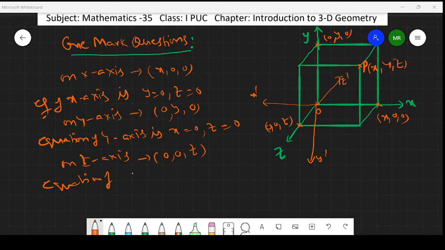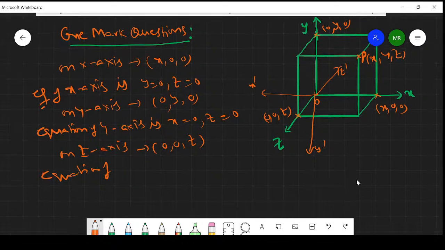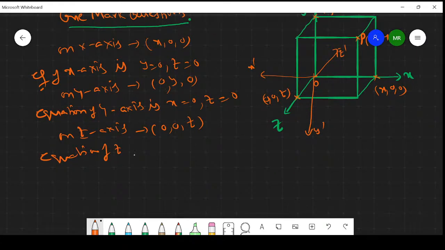When they are asking the equation of the z-axis, the point is x = 0, y = 0. Look at the point here, I can write x0, y0. Like this we can decide. They will ask for a point on each axis, the equation of the z-axis.